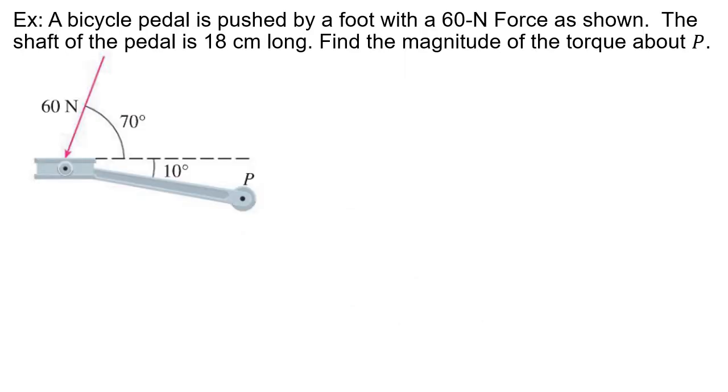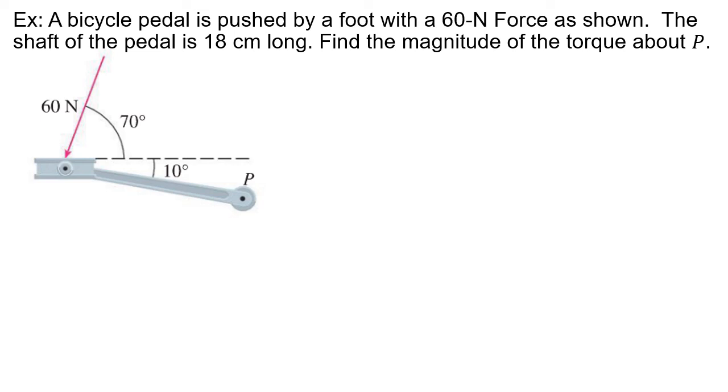So a bicycle pedal is pushed by a foot with a force of 60 newtons. The shaft of the pedal is 18 centimeters long. They ask you to find the magnitude of the torque about the point P. And that's not terribly hard to do. One thing, though, is newtons go with meters and things. So you can't use 60 newtons and use 18 centimeters. You have to change that to meters.